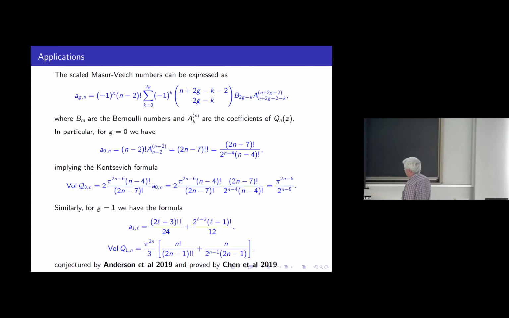For G equal to 1, it's more complicated, but this formula is known. Actually, I don't want to pretend that we derived a new formula. All these formulas were essentially an interpretation of results of de Young, Don Zagier, and Youjin Zhang. But it's a kind of nice application of what we did anyway.